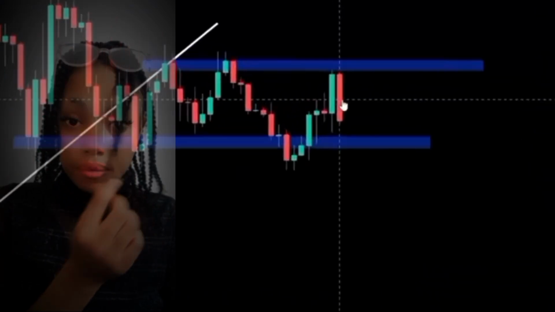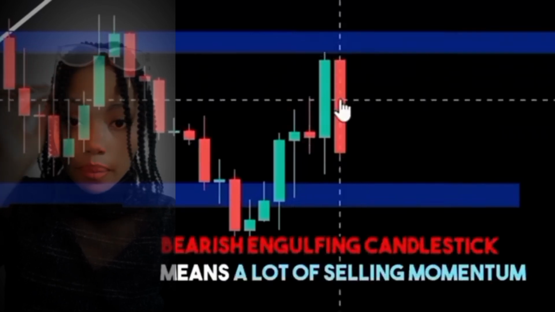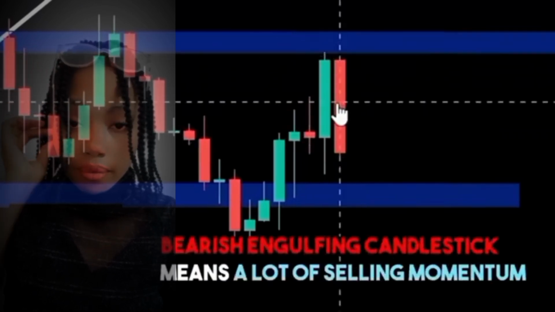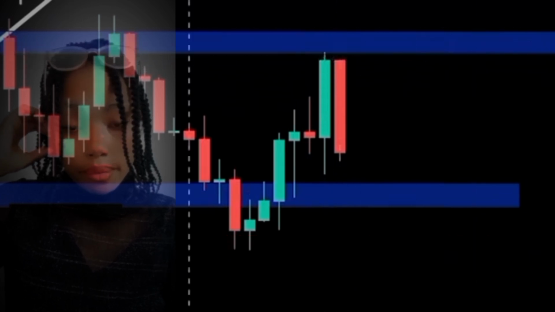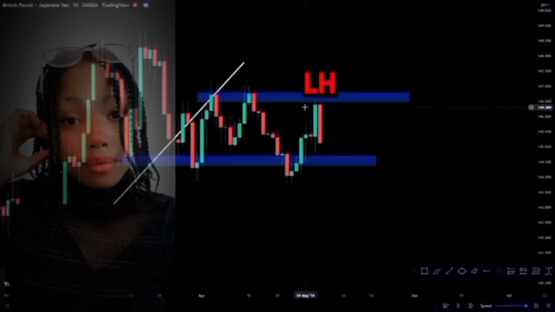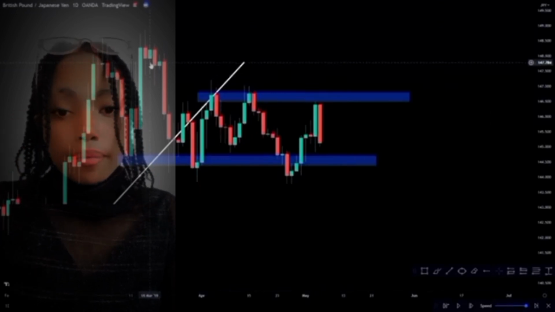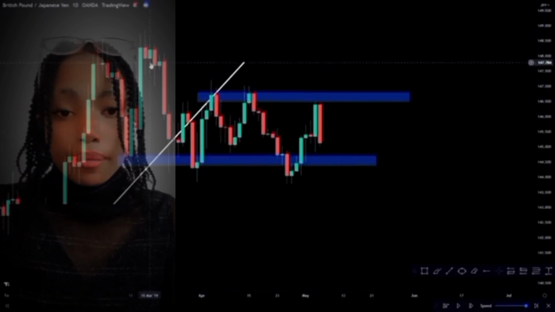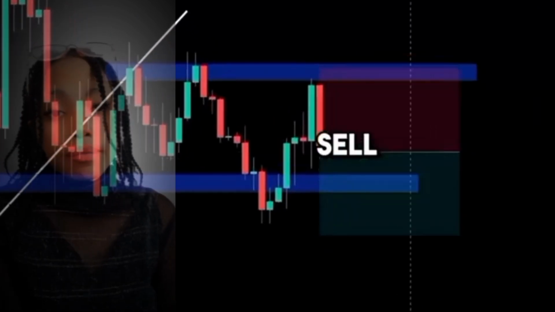You can see this big bearish engulfing candlestick showing us there is a lot of momentum, the sellers' momentum, and it's just rejecting this key resistance level. And right here, this is your lower high. You can see these highs are lower than the previous high. So this shows us that the uptrend is losing momentum and price is going to become a downtrend. So we can enter for a sell right here.